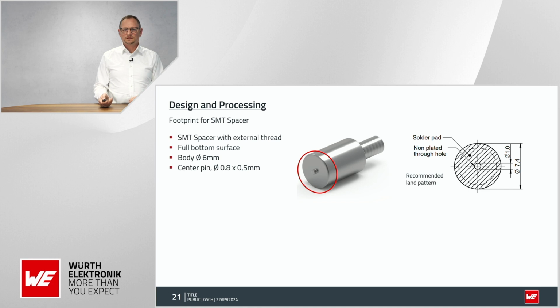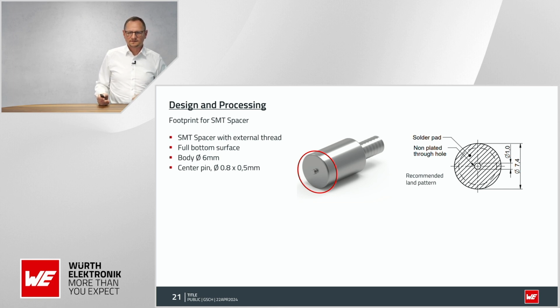It's for a good centering of the component itself. So you can see here the footprint on the right hand side. It's a solder pad, and we have a hole here in the PCB. And watch out, it's a non-plated through hole, and it's slightly bigger. I mentioned the body is 6 millimeter, while the diameter here is 7.4 millimeter. Of course, this is a recommendation. You can adapt these sizes to your needs.